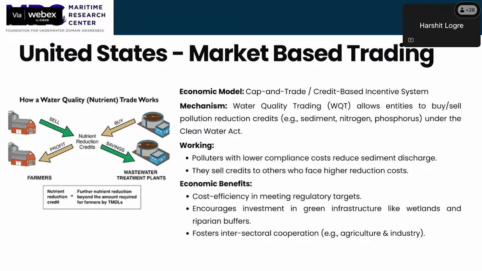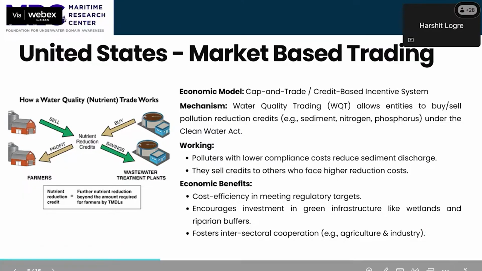Its mechanism is water quality trading. WQT allows entities to buy or sell pollution reduction credits. Example: sediments, nitrogen, phosphorus under the Clean Water Act. And its working is that polluters with lower compliance costs reduce sediment discharge, and they sell credits to others who face higher reduction cost.